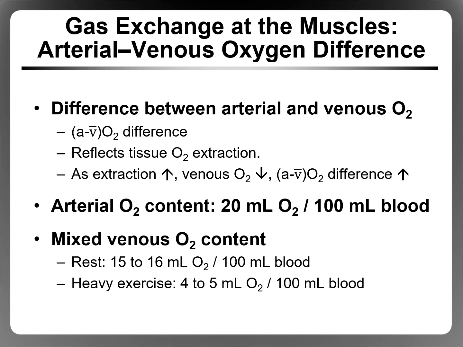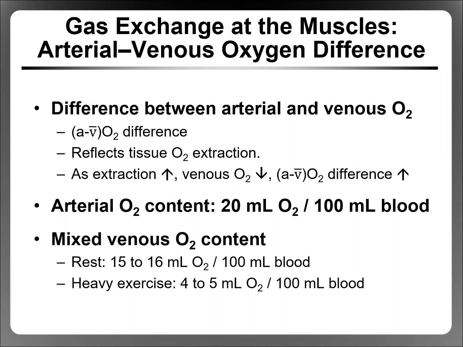Another big concept that's going to be important is the gas exchange of the muscles. And the way we know this is occurring is we measure the arterial-venous oxygen difference. So this will be the difference between the arterial and the venous O2 concentrations. This is shortened to an AVO2 difference, and this is going to reflect tissue oxygen extraction. So as extraction increases, venous O2 will decrease, therefore we increase our AVO2 difference.